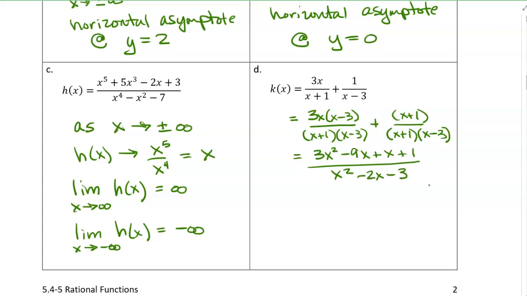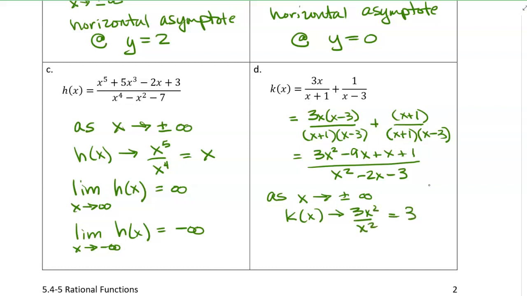All right, so now I have the numerator and denominator expressed as polynomials, and I can see what the leading terms are. Now I could simplify this a little more because I have a minus 9x and a plus x, but I don't really care about that because I only care about the leading terms when I look at the long-run behavior, right? So I'm going to look at as x goes to plus or minus infinity. Now we have this k of x, it goes to 3x squared over x squared, which is 3.